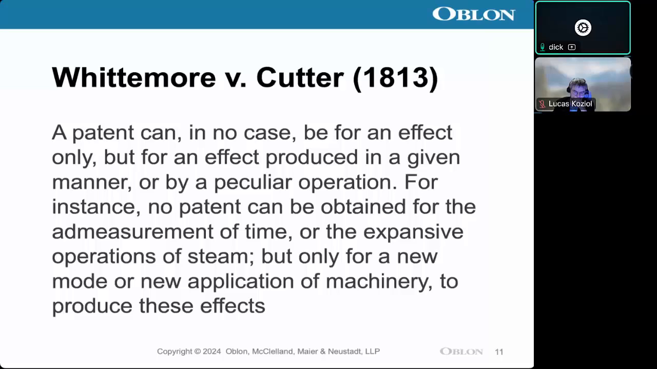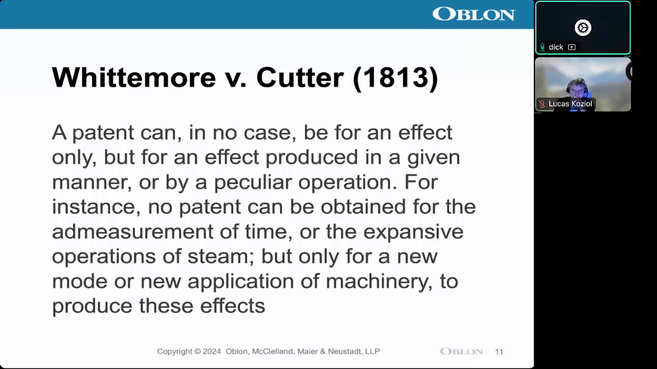Now, Whitmore v. Cutter is the earliest case cited by Justice Gorsuch. And in this case, it dealt with an abstract idea, and they decided that it could not be patented because there was no mode or new application of machinery described to produce these effects. Now, Whitmore v. Cutler is a federal case. That means it was decided by the circuit court. It was decided by Justice Story.